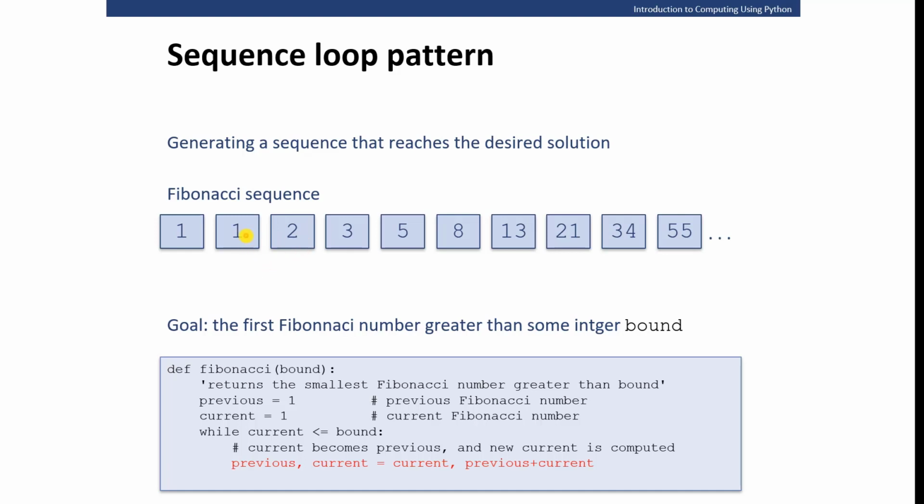And after that, we do the Fibonacci step again, and what's going to happen is the new previous will equal 2 and the new current will equal 2 plus 1, which is 3, and so on. At the end we're going to return current, which represents the smallest Fibonacci number greater than the input argument pound. All right.